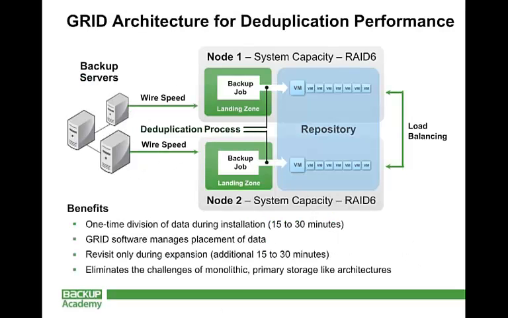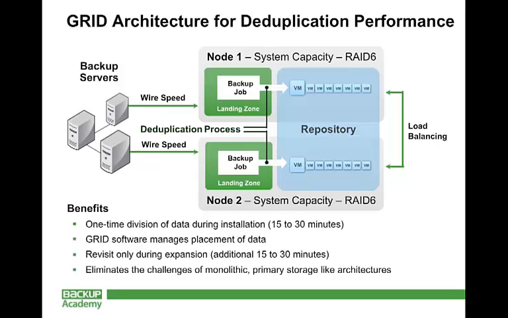Let's look at one example of this type of grid or clustered approach. I'm simply going to use the ExaGrid product architecture as an example of what a grid-based architecture can do for you. In the ExaGrid approach, we provide a landing zone within each node, which is a high-speed cache that lands your backups in their entirety, delivering the shortest possible backup window.